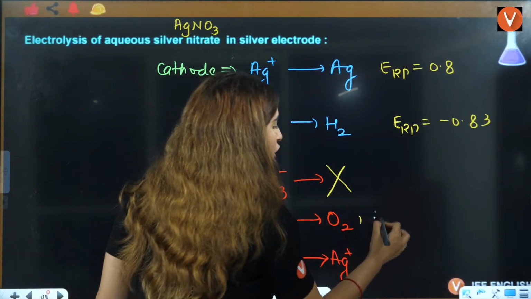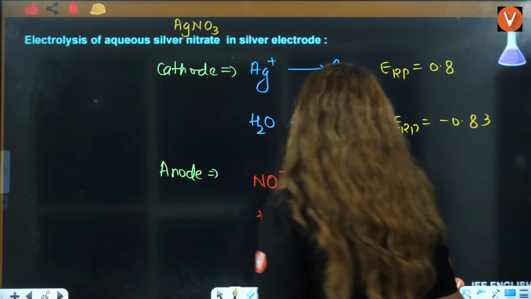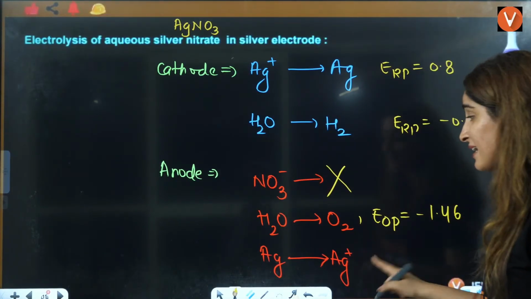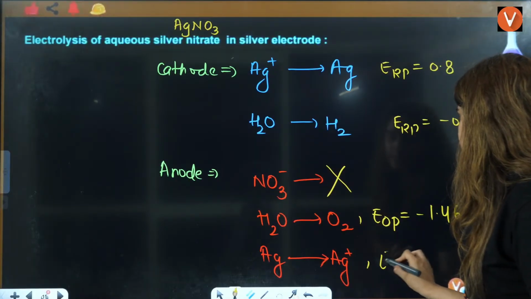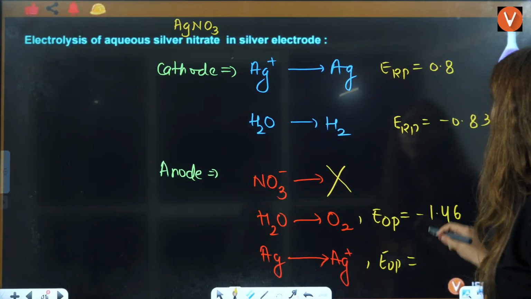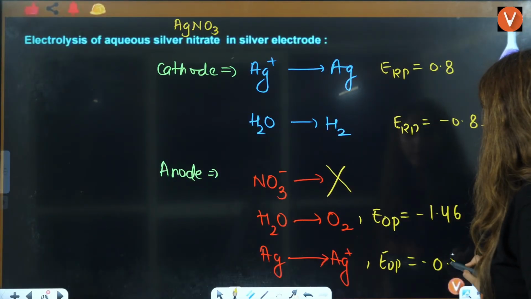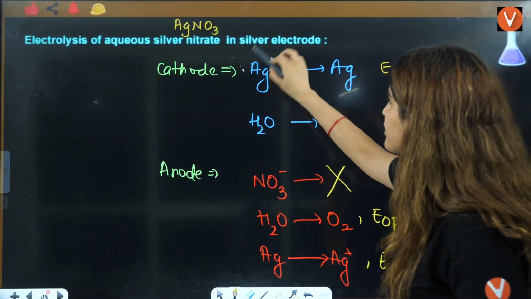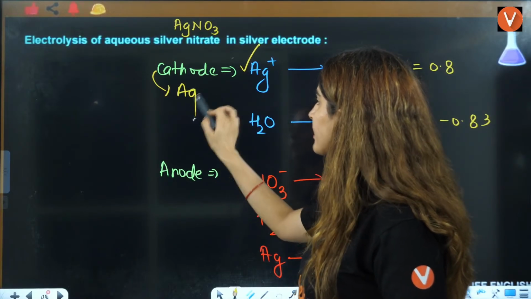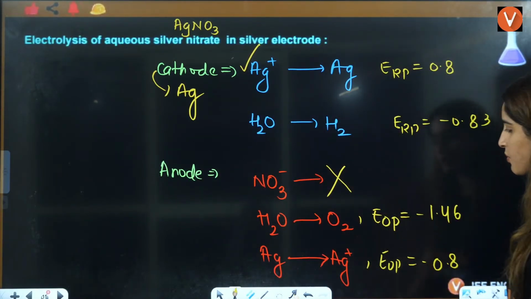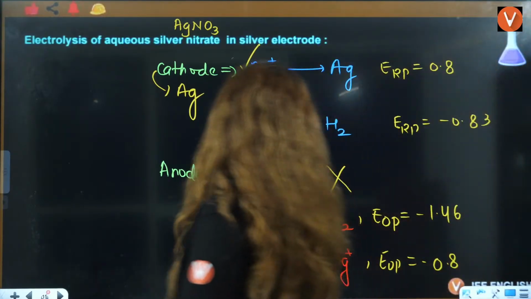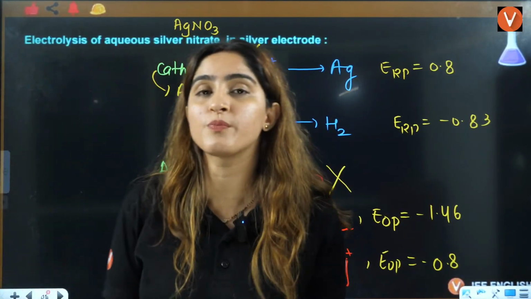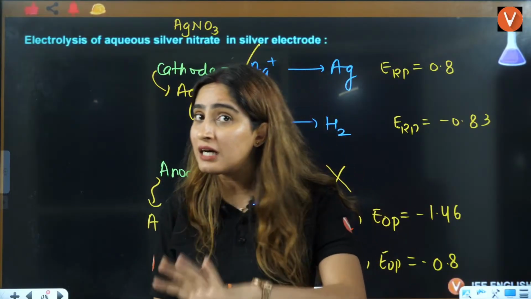So here the oxidation potential of water is minus 1.46, and for Ag, after losing the electron, the oxidation potential is minus 0.8. Now who is the winner here? Ag is the winner, so Ag will be there at cathode. And over here, this one is the winner, since it has more oxidation potential. So here you will have Ag positive ions. That's how you choose based on whether you have a reactive electrode or an inert electrode.